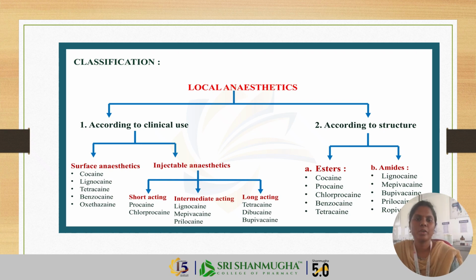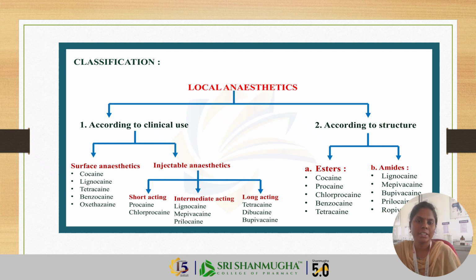So next we move on to the classification of local anesthetics. It has been classified into two types based on the clinical use and according to the structures. According to clinical use, it has been subclassified into two types. One is surface anesthetics and the second one is injectable anesthetics. Examples for surface anesthetics are lidocaine, cocaine, tetracaine, benzocaine. The second type is injectable anesthetics, which has been subclassified into three types: short acting, intermediate acting and long acting.